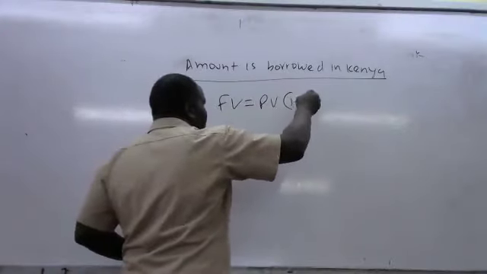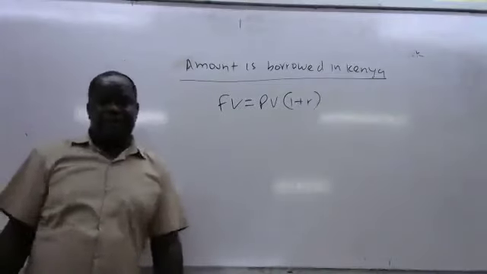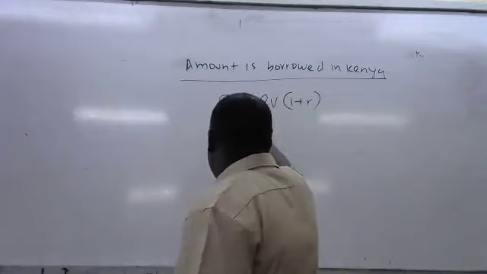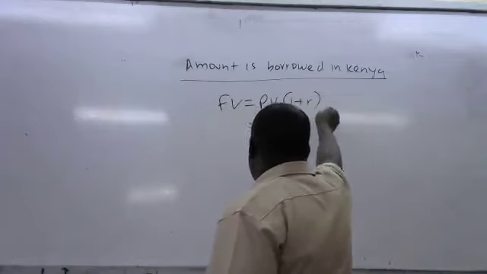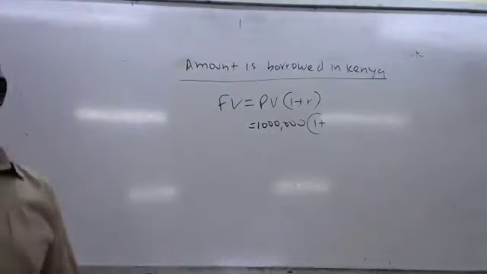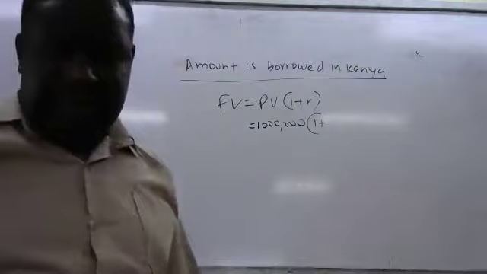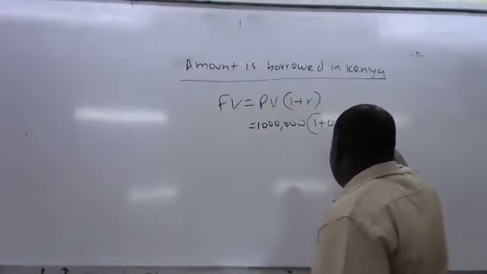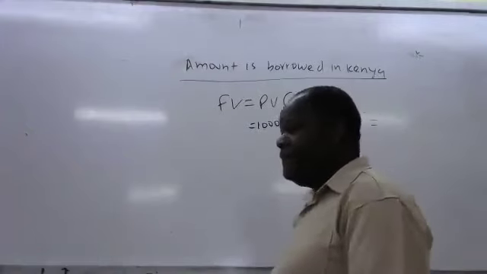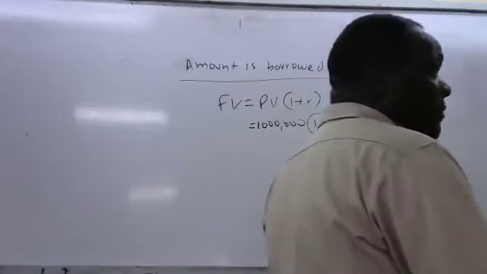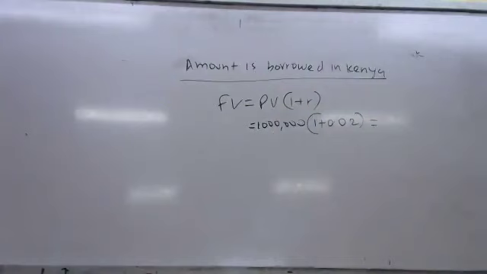So it is the present value times 1 plus the interest rate. He is borrowing how much? The amount borrowed will be 1 million. After 3 months, how much is he supposed to pay? The interest rate in Kenya was 8% per annum, but for 3 months it was 2%, which is the same as 0.02. So that is the amount you will be able to pay if he borrows in Kenya.